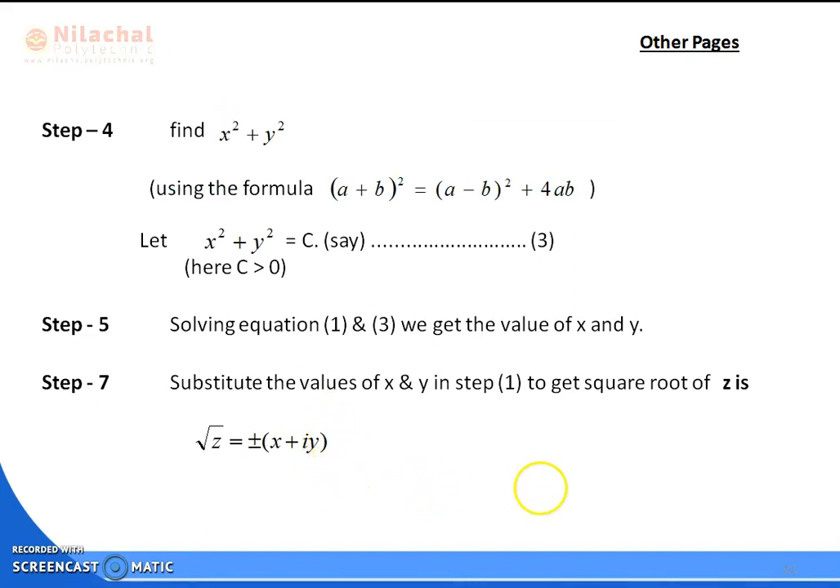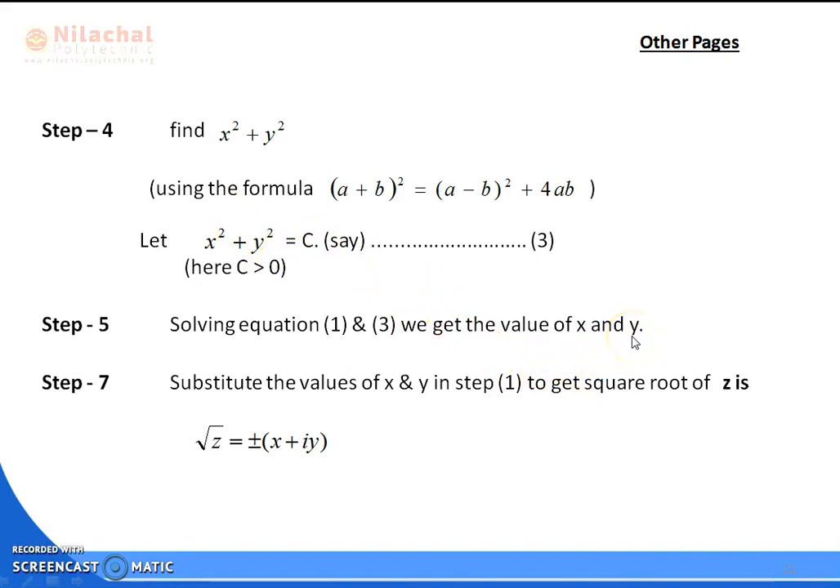So by using this formula you can find it: a plus b whole square equals a minus b whole square plus 4ab. We apply it here, because x square minus y square whole square is present in equation 1, and 4ab means 2xy whole square is present in equation 2. So let x square plus y square equal some constant, say c. Solving equations 1 and 3, where 1 is x square minus y square equals a and 3 is x square plus y square equals c, we can get the values of x and y.